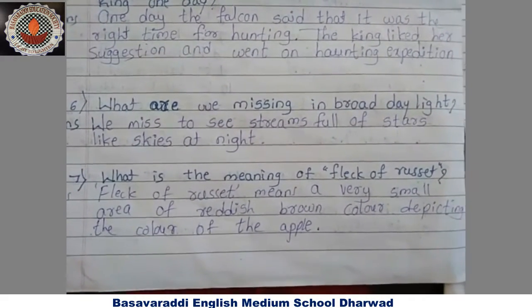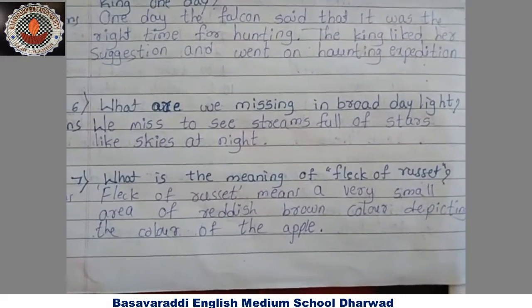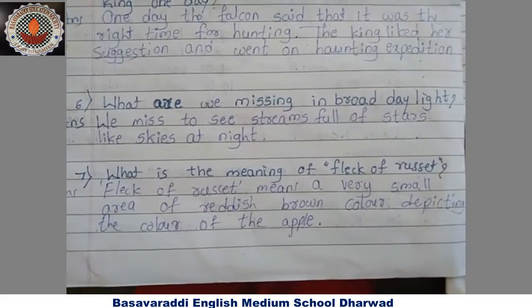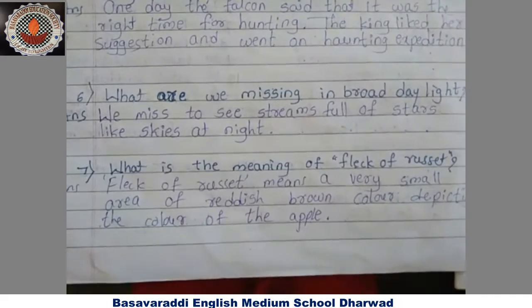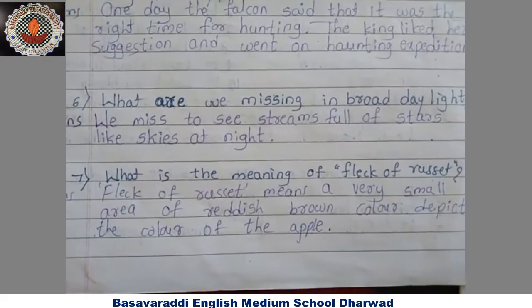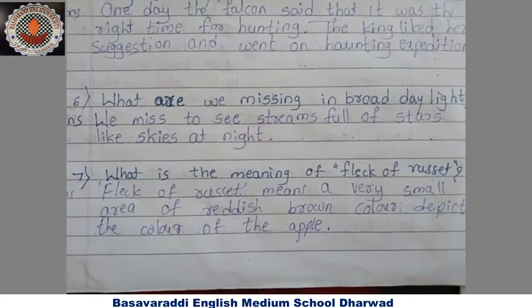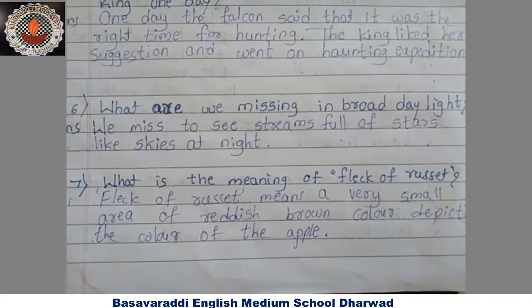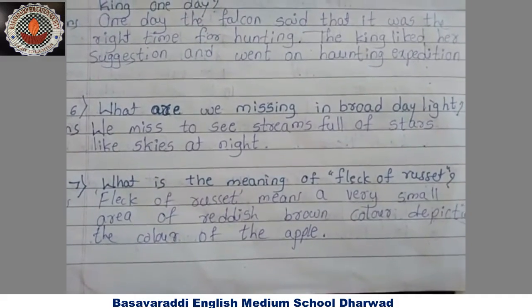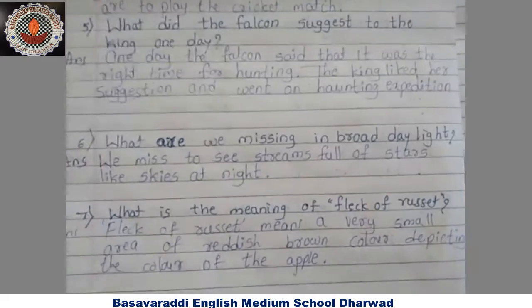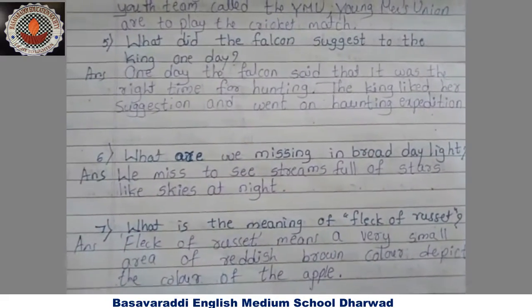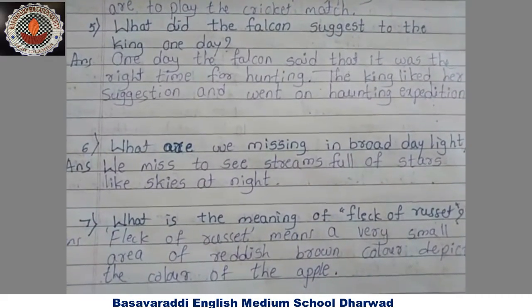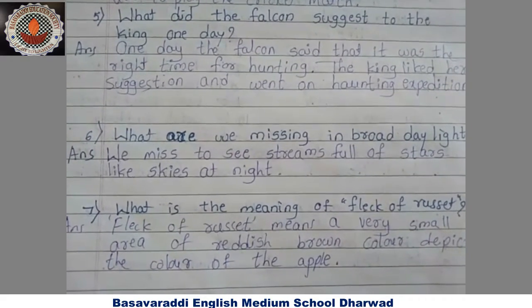What are we missing in broad daylight? This is from Laser. We miss seeing streams full of stars like skies at night. In this poem, the poet is telling us that we are not using our time properly, only spending our time earning money. We are not enjoying nature and its beauty. So here we miss seeing streams full of stars like skies at night.